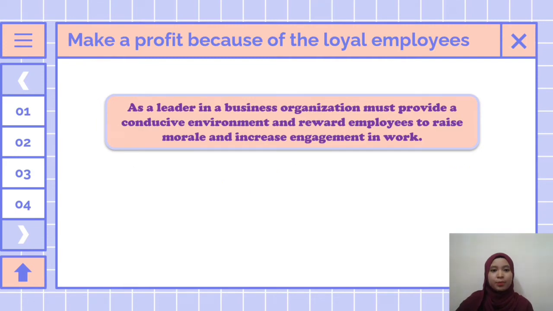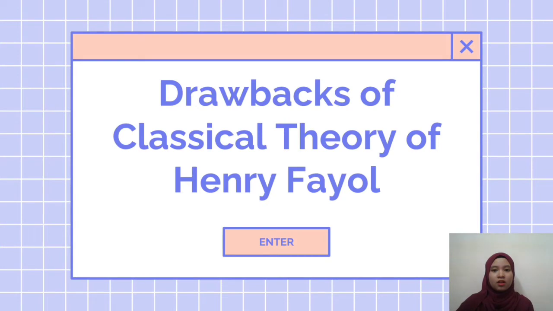7. Make a profit because of the loyal employees. A leader in a business organization must provide a conducive environment and reward employees to raise morale and increase engagement in work. Drawback of the classical theory of Henri Fayol.